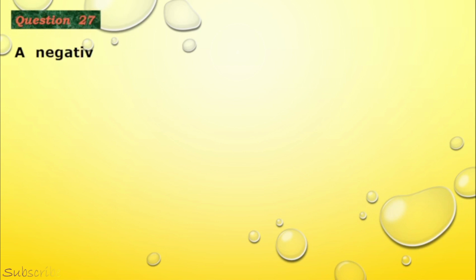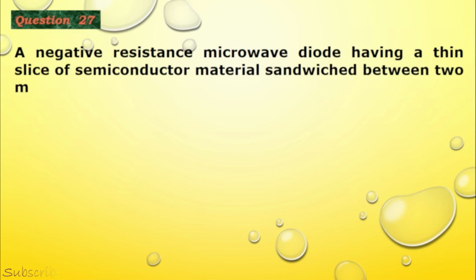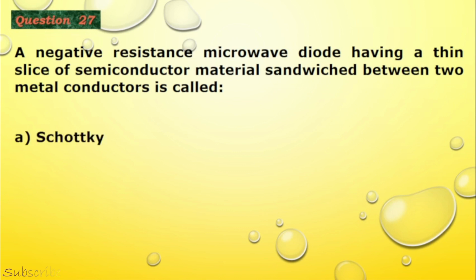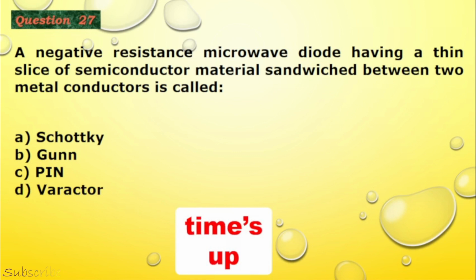Question number 27. A negative resistance microwave diode having a thin slice of semiconductor material sandwiched between two metal conductors is called A. Schottky, B. Gun, C. Pin, D. Varactor. The correct answer is letter C, pin.